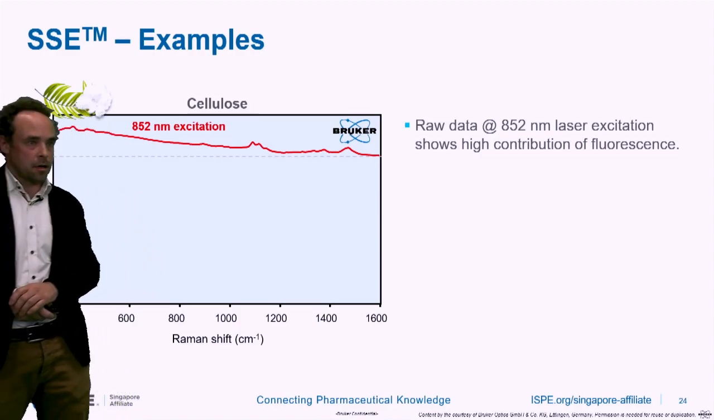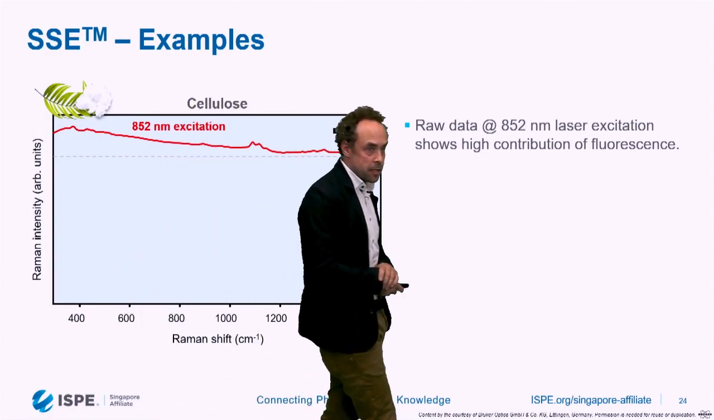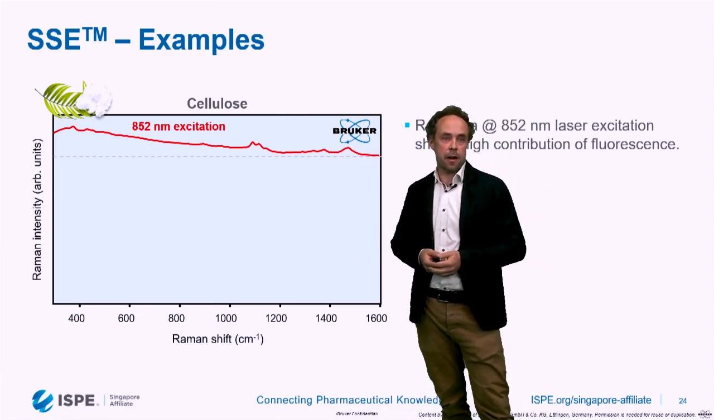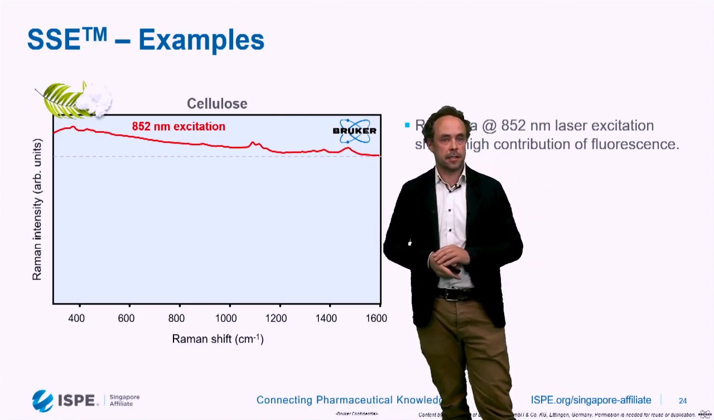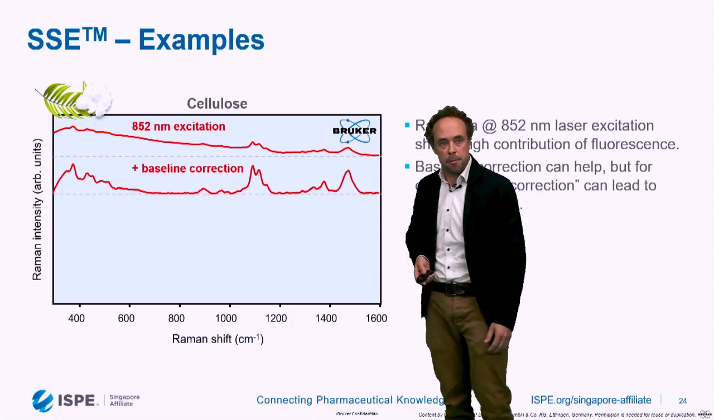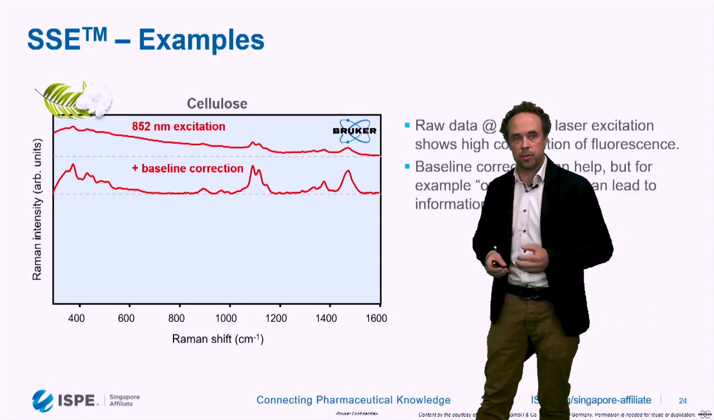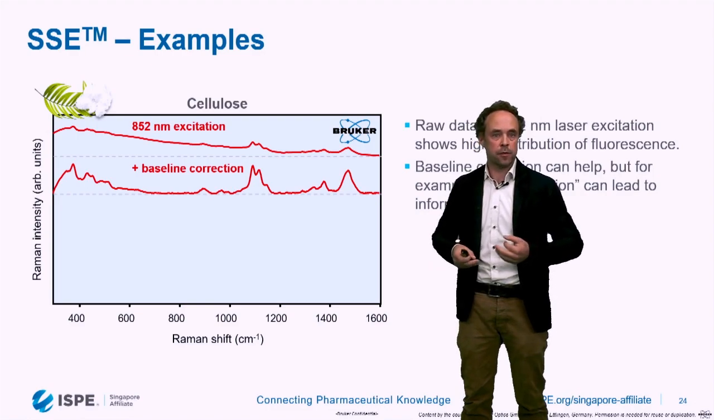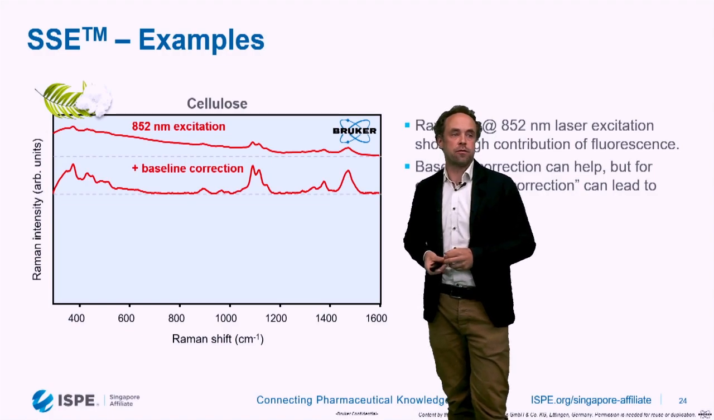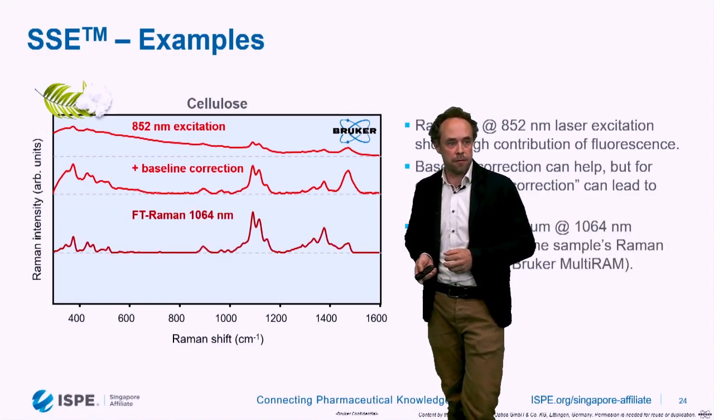That's an example of a classical matrix excipient material in the pharmaceutical industry, cellulose, where even at 852 nanometer excitation, we have a significant fluorescence contribution. Just performing a baseline correction often works, but of course there's always a balance between overcorrecting, which means there might be information loss, or, as in this example, it's not fully corrected, and we still have some fluorescence contribution in the lower wavelength range.